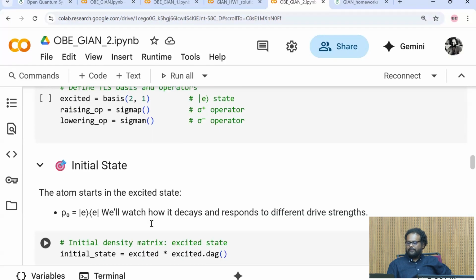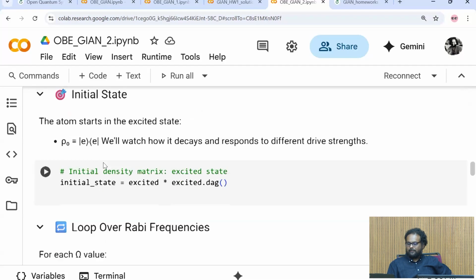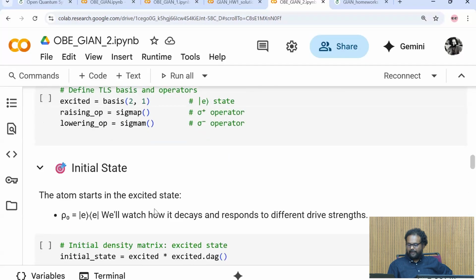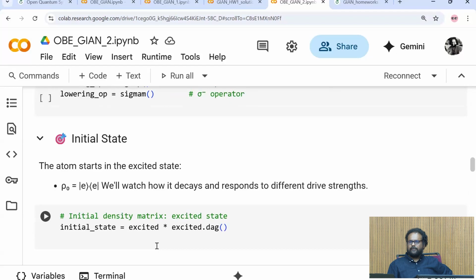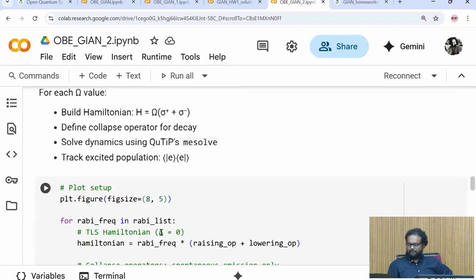Here I have only defined my state, which is a column vector. I'm developing it from my excited state, so the excited state multiplied by the excited state dagger. Then you'll get a 2 by 2 matrix given by this. So I have defined my basis and operators, and I have defined my initial state. Is everybody okay with this? Fine? Good.